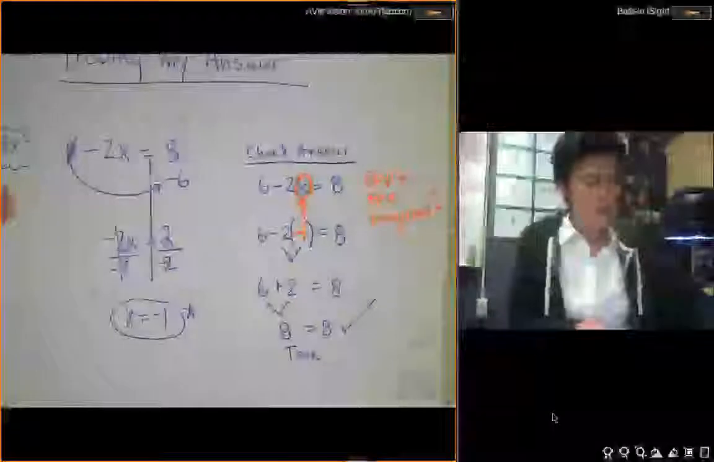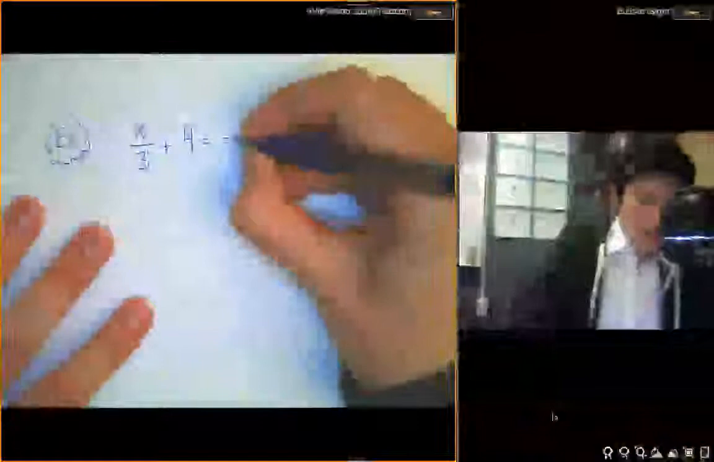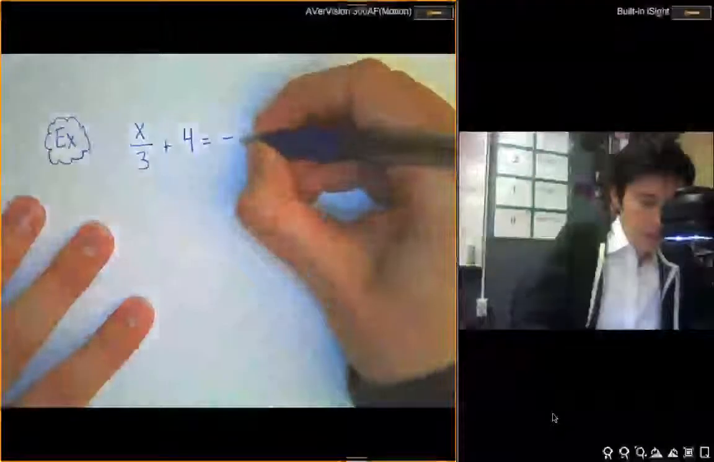So let's try another one of these because I would like most of you in class to be able to check your answer regularly and get your level 4s. So let's make up another problem. And this time let's do one with a fraction since we've been working on that. So let's say we had x over 3 plus 4 equals negative, we'll say negative 6.